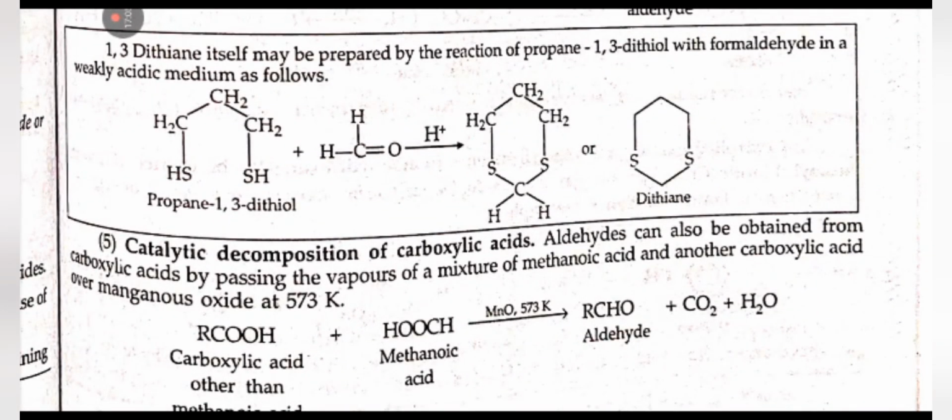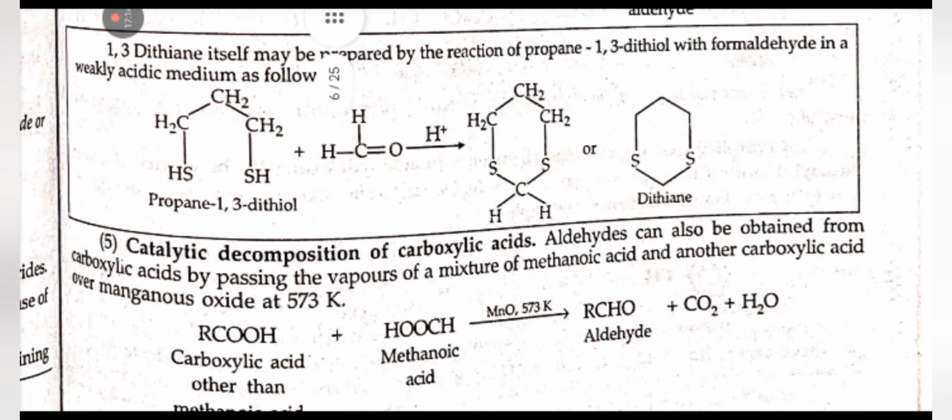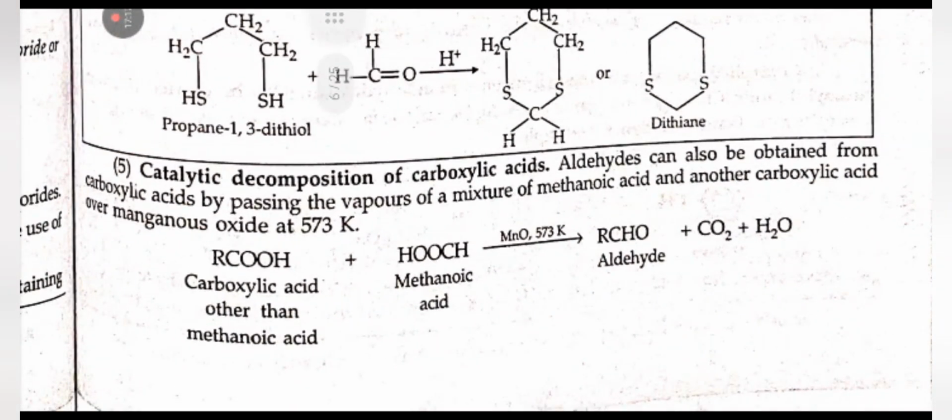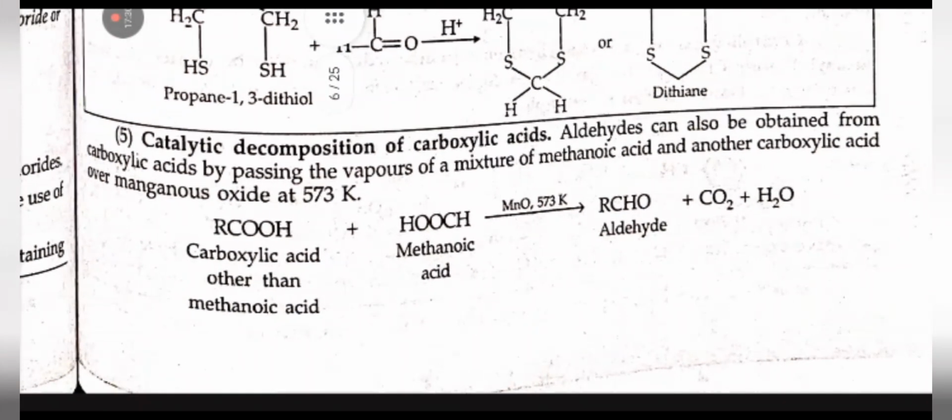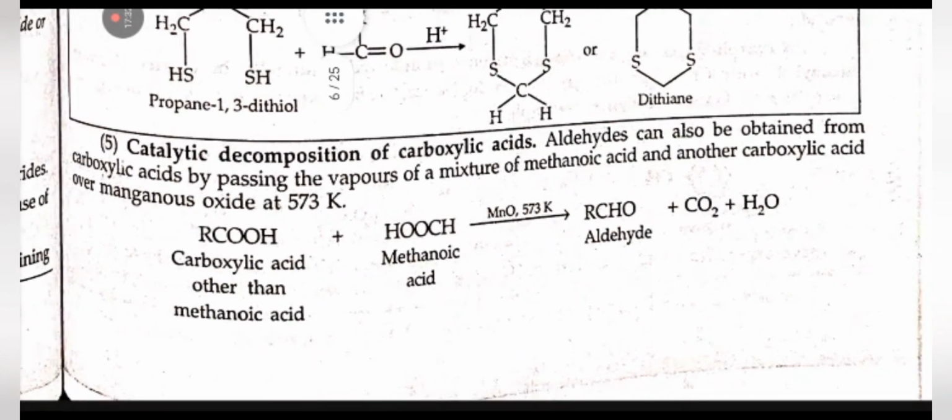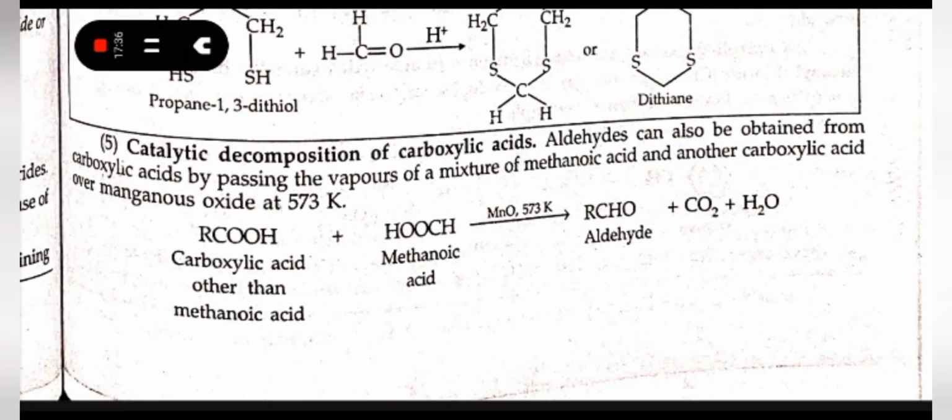1,3-dithiane itself may be prepared by the reaction of propane-1,3-dithiol with formaldehyde in weakly acidic medium as follows. Catalytic decomposition of carboxylic acid: aldehyde can be obtained from carboxylic acid by passing the vapors of a mixture of methanoic acid and another carboxylic acid over manganese oxide at 573 Kelvin.